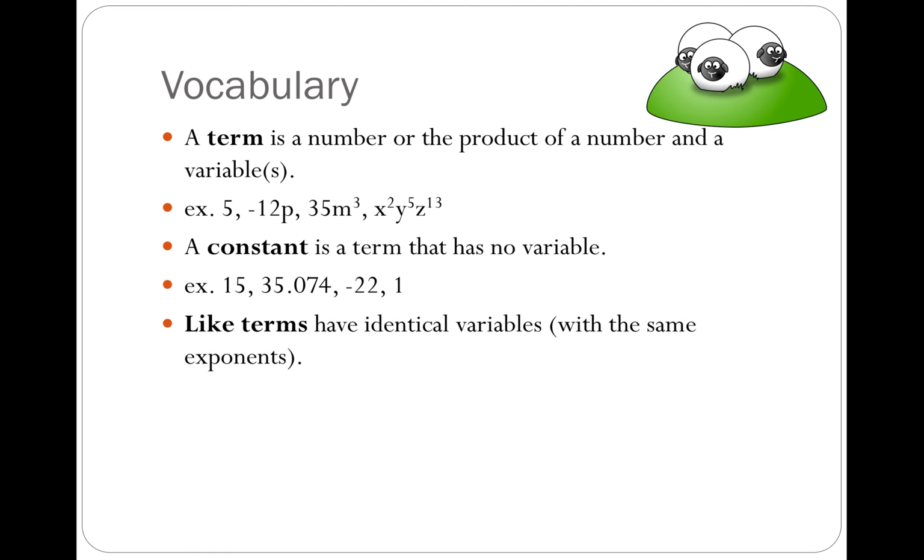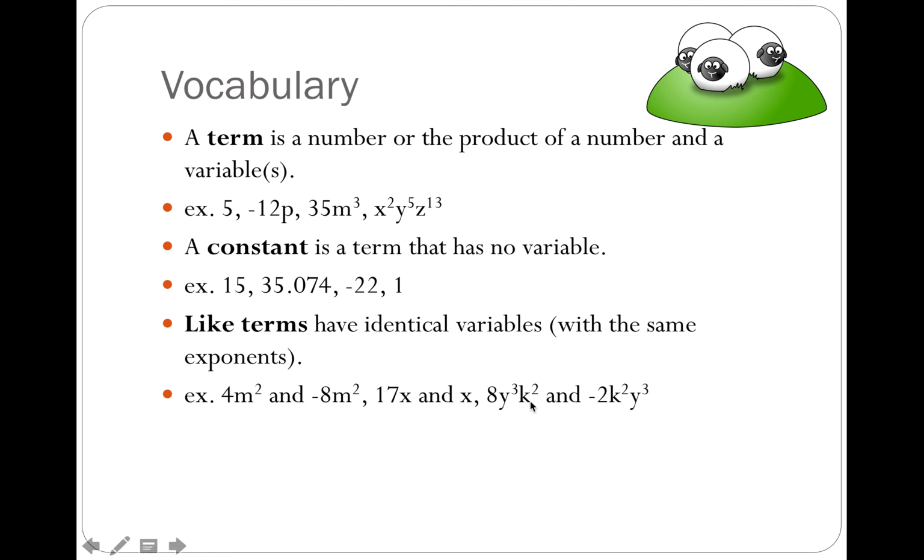Like terms need to have identical variables with the same exponent. So for example, 4m squared and negative 8m squared. The numbers in front are irrelevant when determining whether terms are like terms. You're only looking at the variables and the exponents. So m squared and m squared match. 17x and x, the x's match.